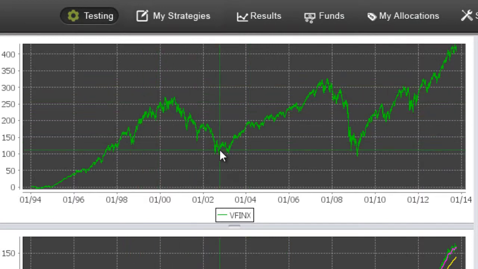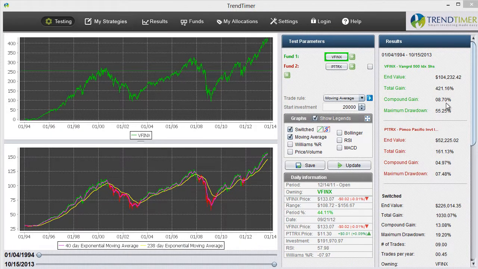Someone sold at the bottom. Hopefully it wasn't you. As you probably know, there's a popular style of investing called buy and hold. So you buy into the market, you add to your investments over time, and in the long run, you'll get a good rate of return. And this is actually partially true. Over this last 20 years, the compound annual gain for the buy and hold was 8.7%.